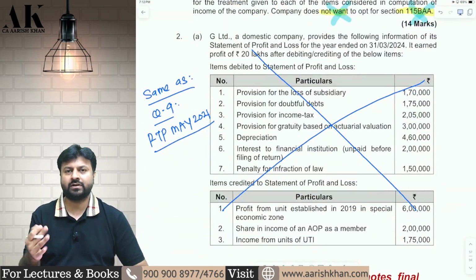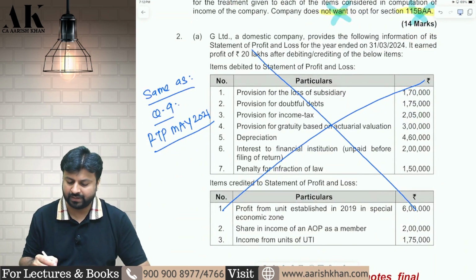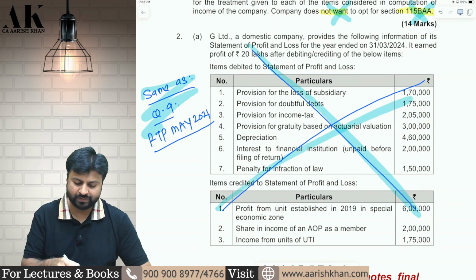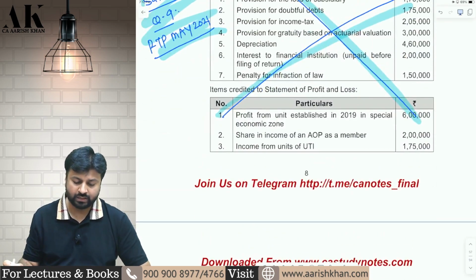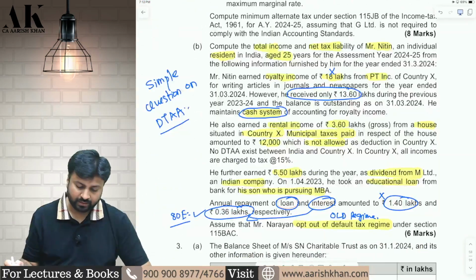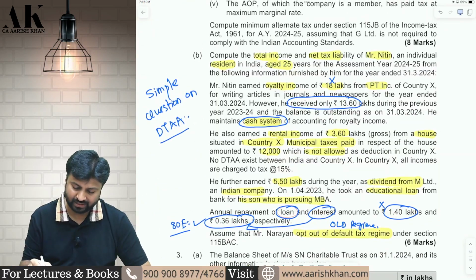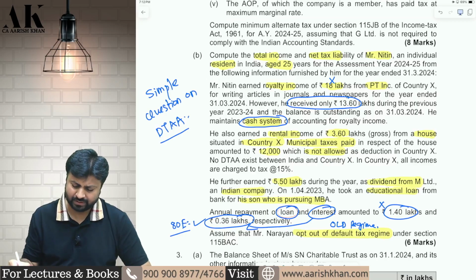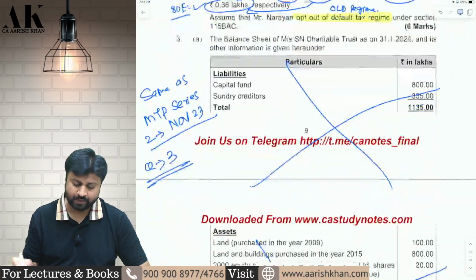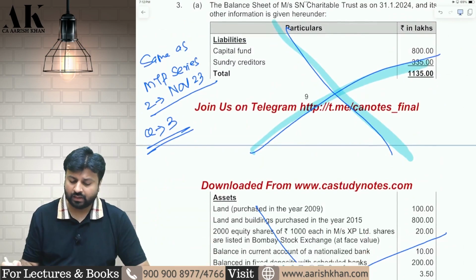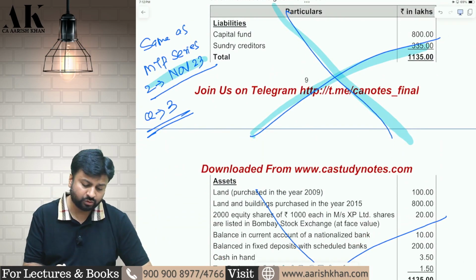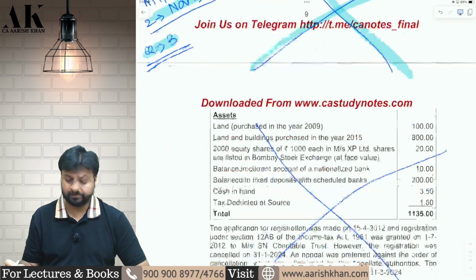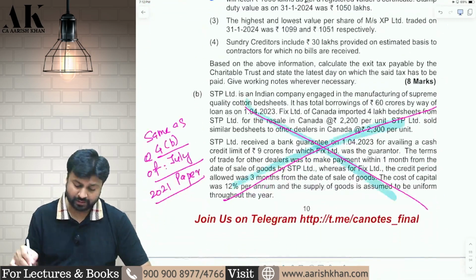Now most of the questions after this are repetitive in this particular MTP as well. This question is completely repetitive as question number 9 of RTP 2021. Next question is a simple question on DTAA, which is also completely repetitive. You can check, it's a very simple question on DTAA. I'm not interested in that. Next question is also MTP series 2 November 2023 question number 3. Just check, this is also repetitive.